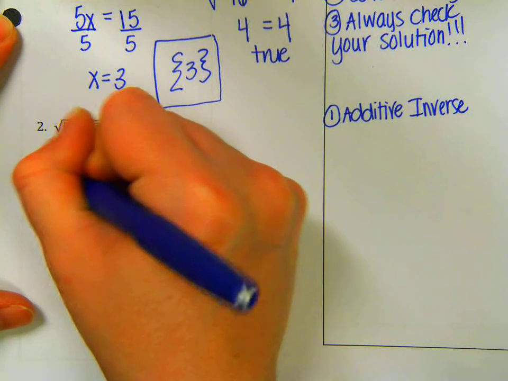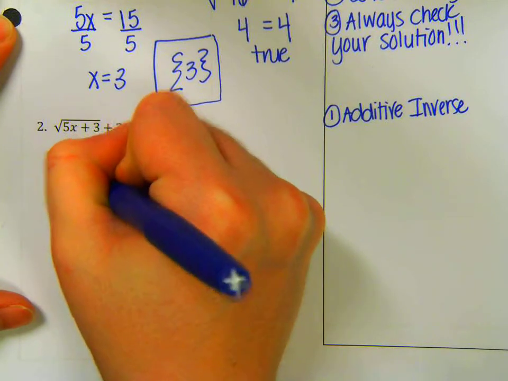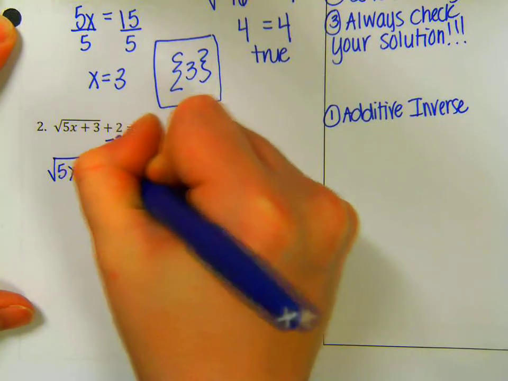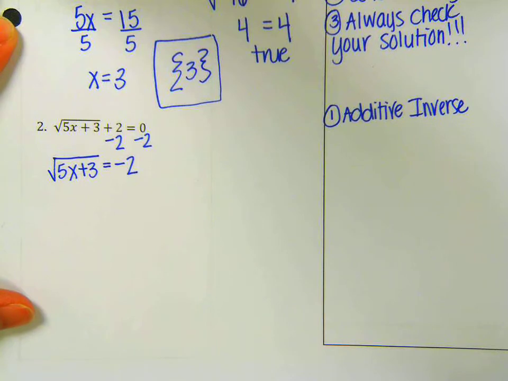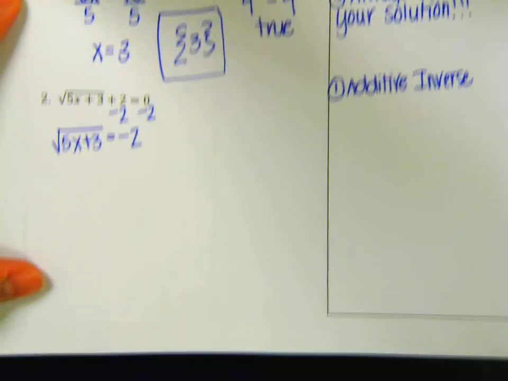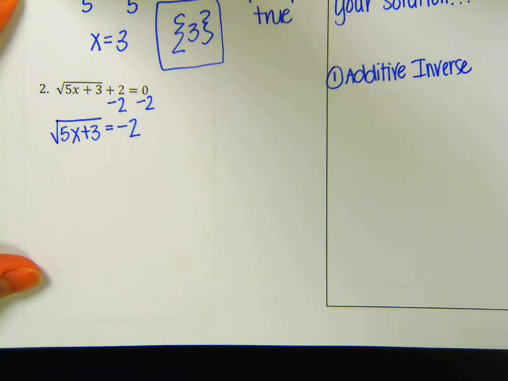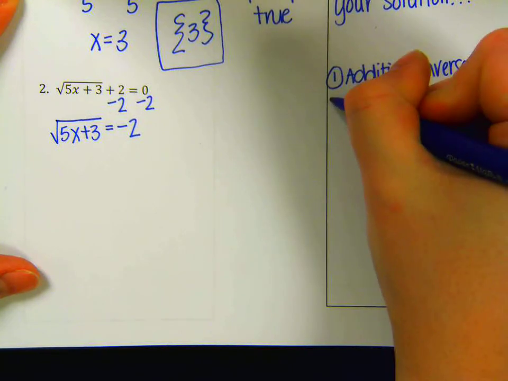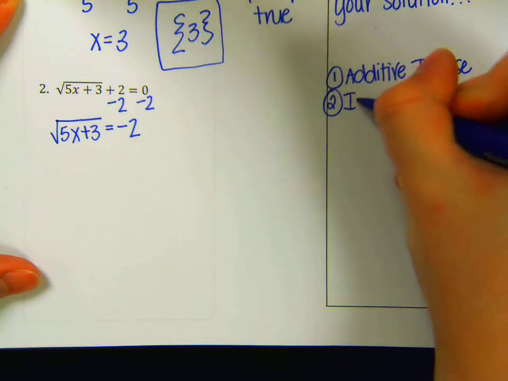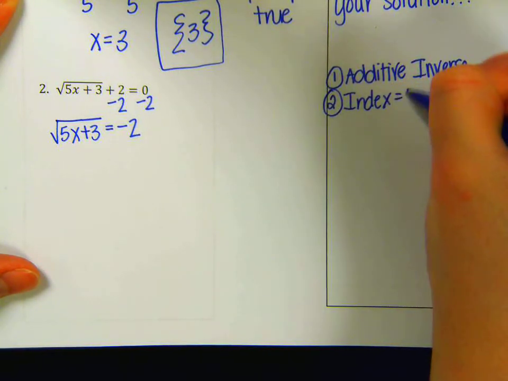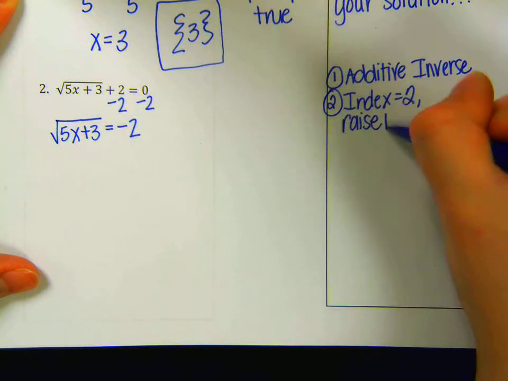We get the square root of 5x plus 3 equals negative 2. Chances are, if you end up with a negative on the right-hand side, you're going to have at least one solution that's extraneous, because you can't take the square root of a negative. Because of that, you know that we will probably have at least one solution we're going to have to disregard. The index in this one is what? Good. Index equals 2. So raise both sides.